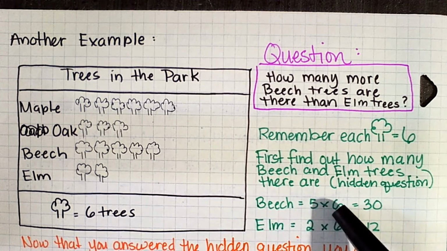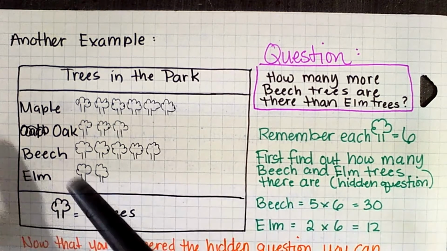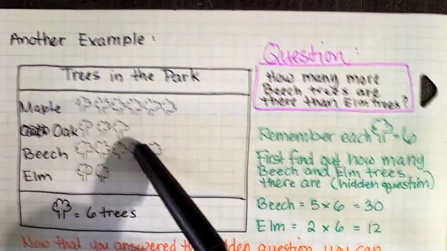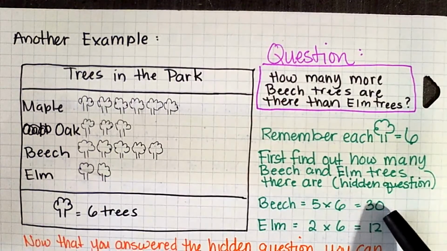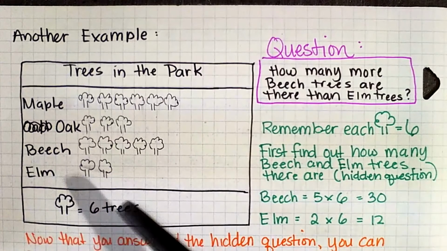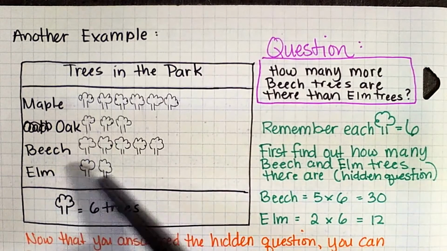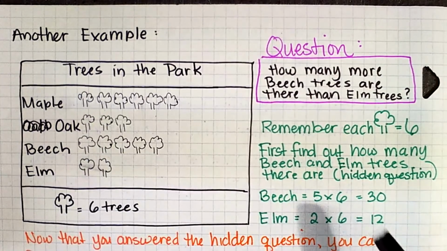So there's 5 groups of those 6 trees, right? For beech trees, 1, 2, 3, 4, 5. And we know each one of them is a group of 6. So 5 groups of 6 is 30. And there's 2 groups for the elm trees. So 2 groups of 6, which equals 12.